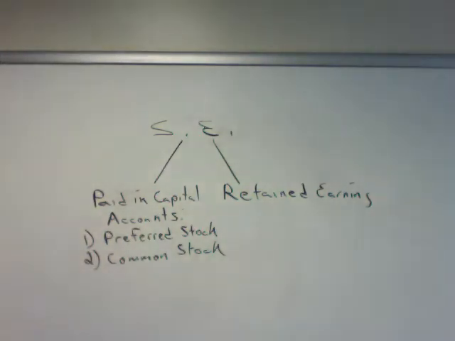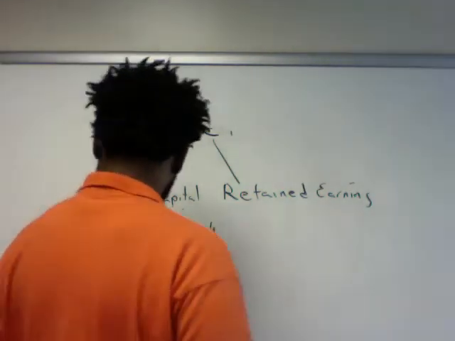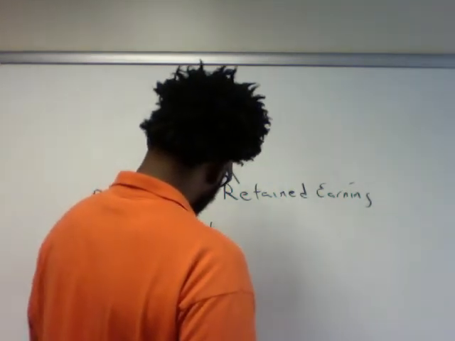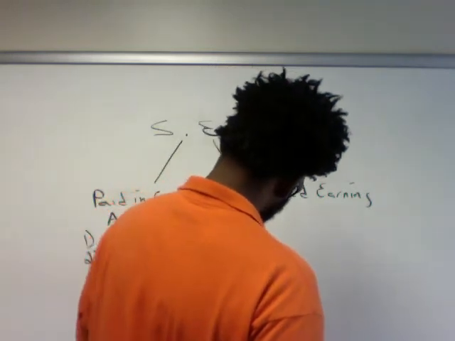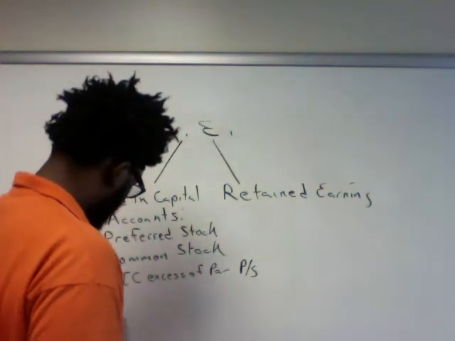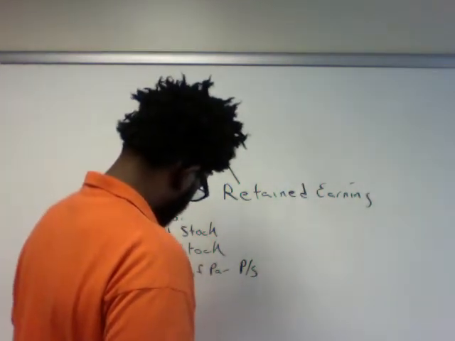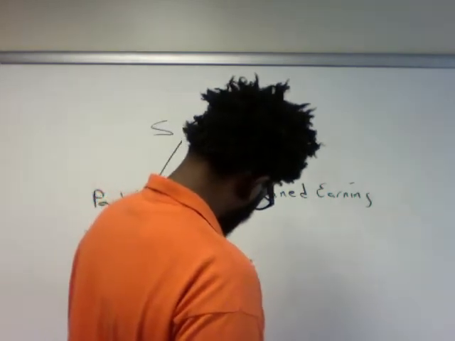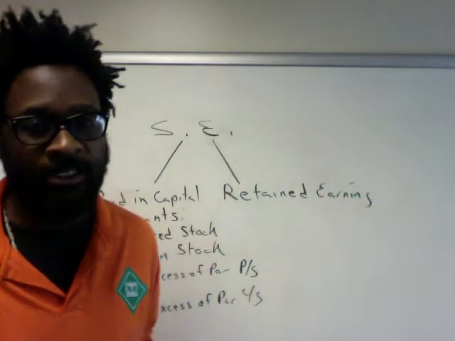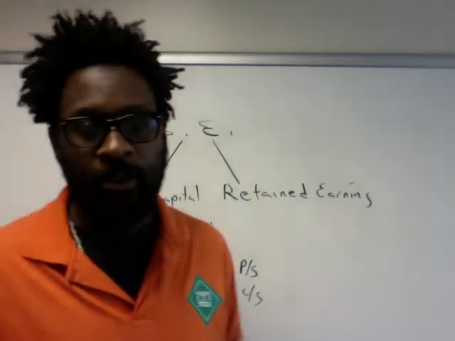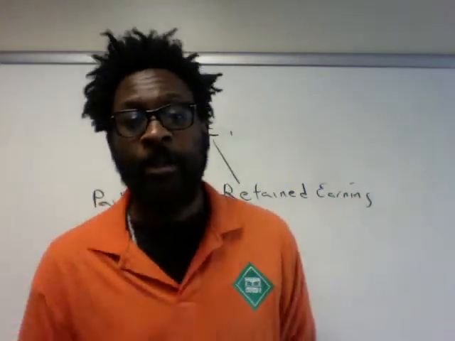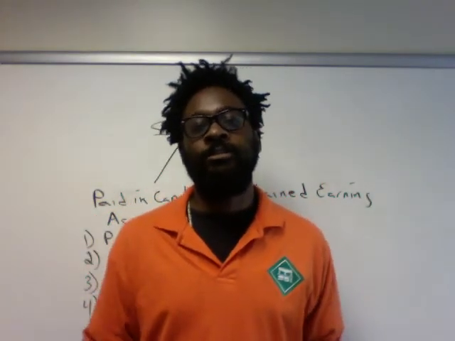Then you will list your paid in capital excess of par, right? Paid in capital excess of par preferred stock. Then you will list your paid in capital excess of par common stock. And I could quickly explain to you what those last two accounts are, those paid in capital excess of par for preferred and common.